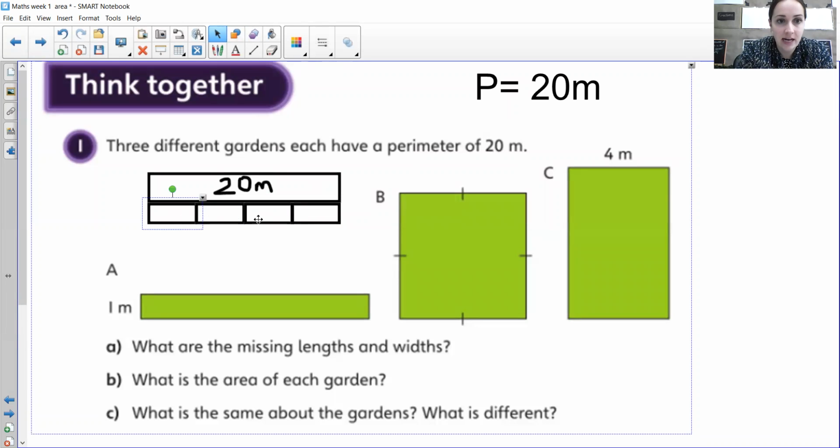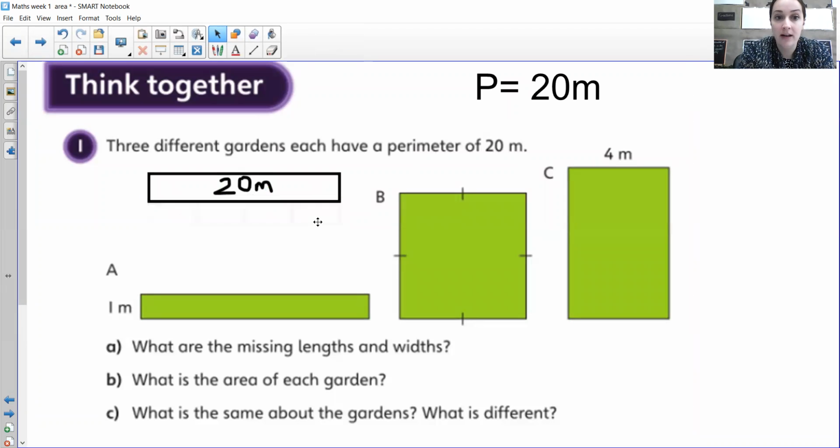So for C, tell me, what information do we already know? Well, we already know that one length is 4 meters. What else can I label straight away then? If I already know that one bit is 4 meters, what else can I label? Well, hopefully you are telling me that if you know that this side's 4 meters, you know that this length is also 4 meters. So my bar model then, this part equals 4 and this part equals 4.